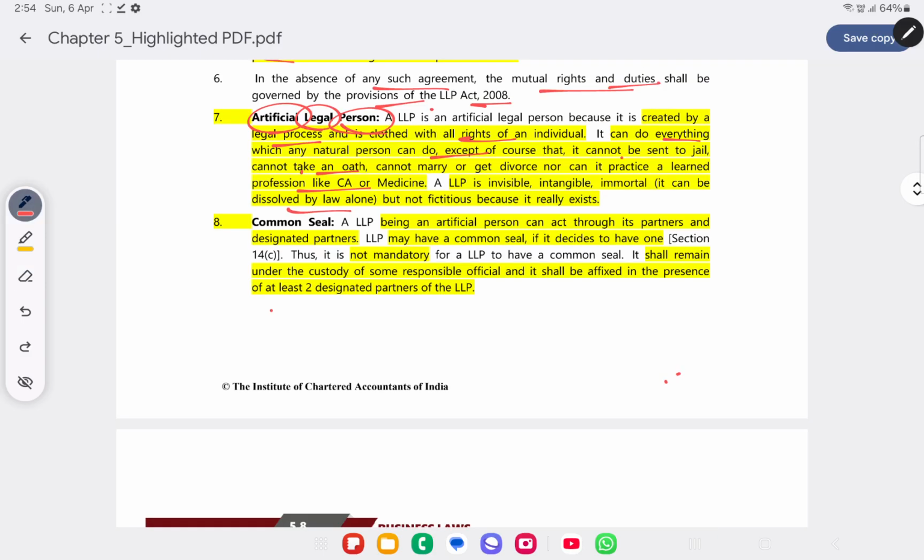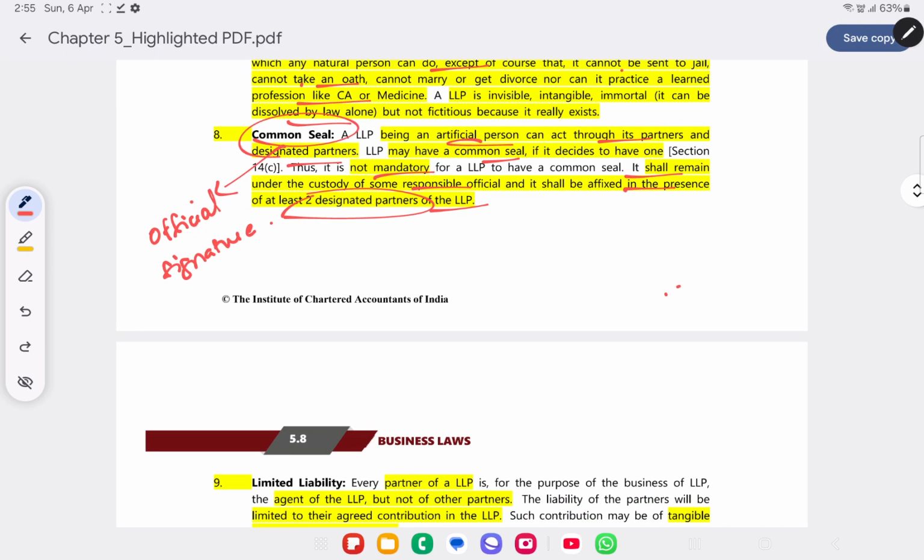Next is about common seal. So common seal is nothing but an official signature. Just like humans have our own signatures, if we have to authenticate any document, we place a signature over there. Similarly, for an LLP, since it's an artificial person, its official signature is the common seal. An artificial person can act through its partners and designated partners, who may decide to have a common seal. Again, having a common seal for an LLP is not mandatory at all. If they do not have a common seal, then in place of the common seal, at least 2 designated partners will have to sign. That's all.